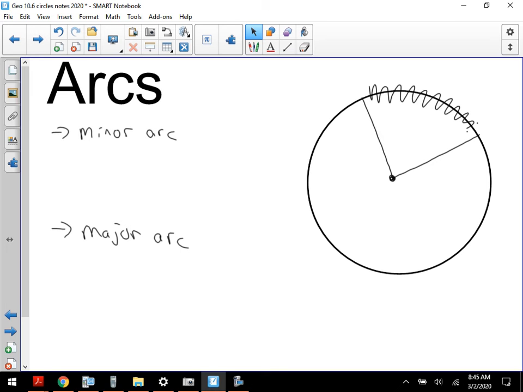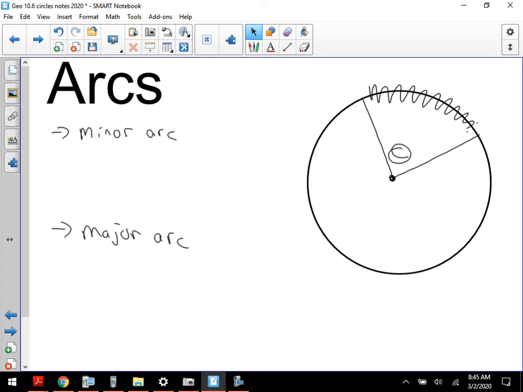And what happens is, we're going to put an angle at the center. It's going to be called the central angle. The central angle is made up of the vertex is at the center, and the sides are radii.